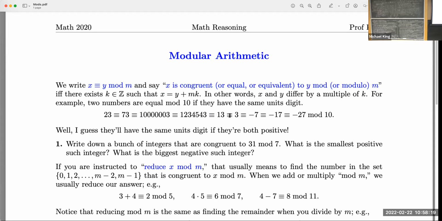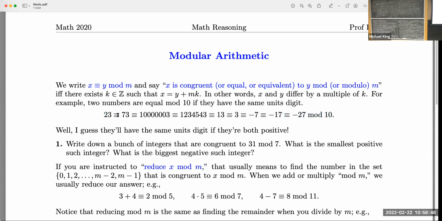Another way you can say this is to say they have the same remainder when you divide by 10. It's another way people talk about mods, or well, same remainder when you divide by m. These all have remainder 3 when you divide by 10, right? And I did mention, you could also go into the negative numbers. I said they had the same units digit, but that's only if they're positive. If they're negative, you end up getting 7s instead of 3s.